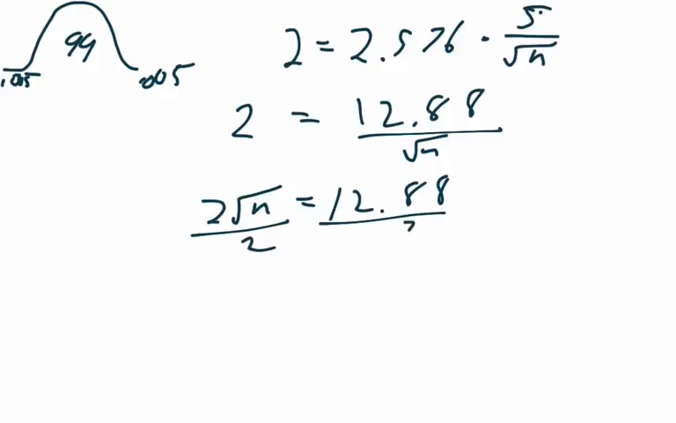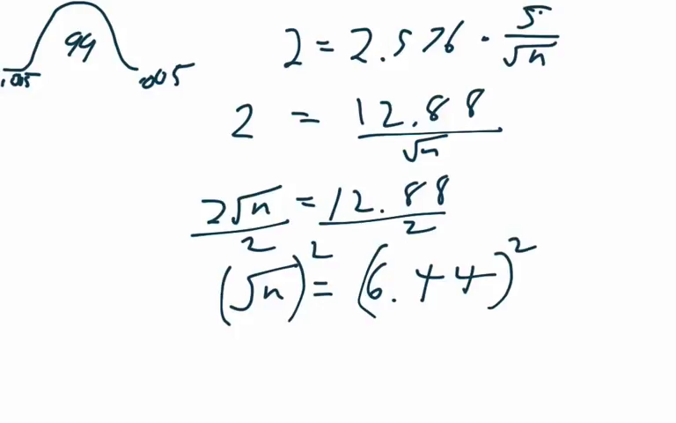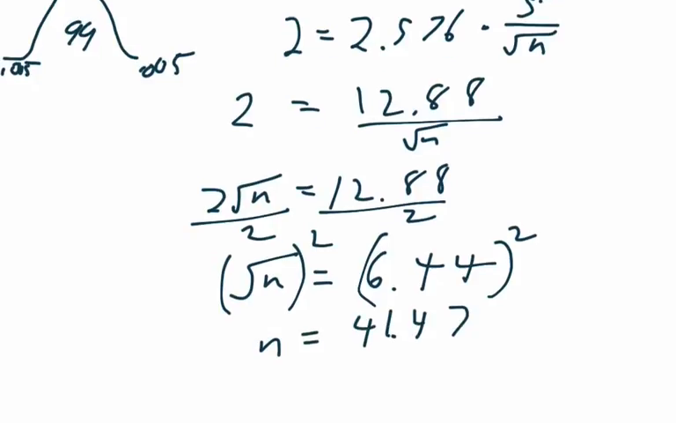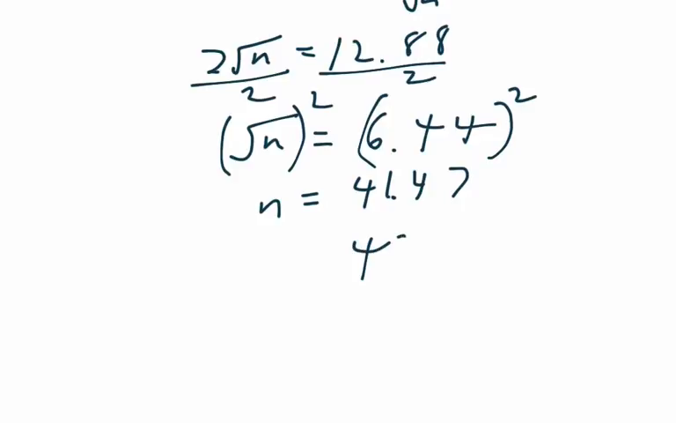Divide both sides by 2. And so 12.88 divided by 2 is 6.44. Square both sides. And I would need 41.47 rats. But once again, I can't do that many rats, so I'm going to use 42.